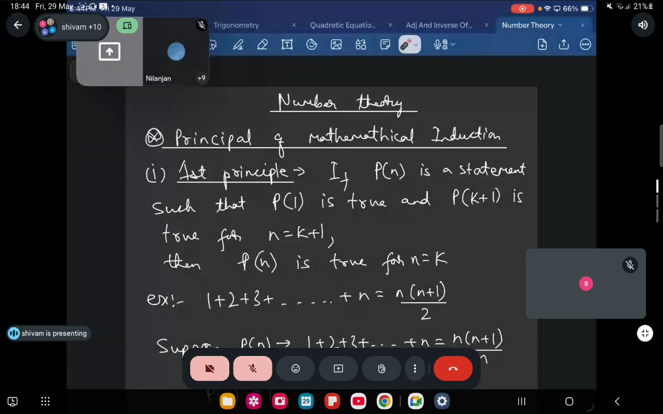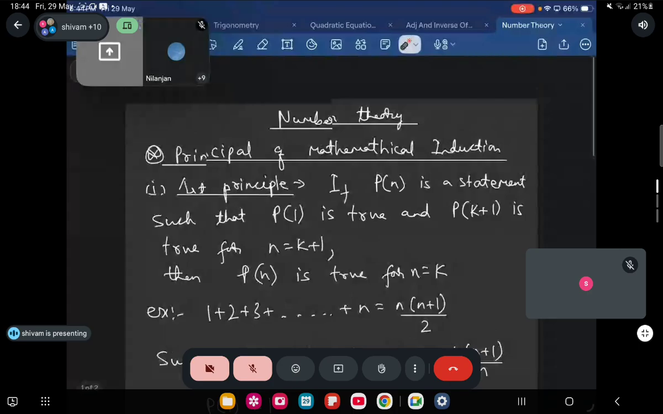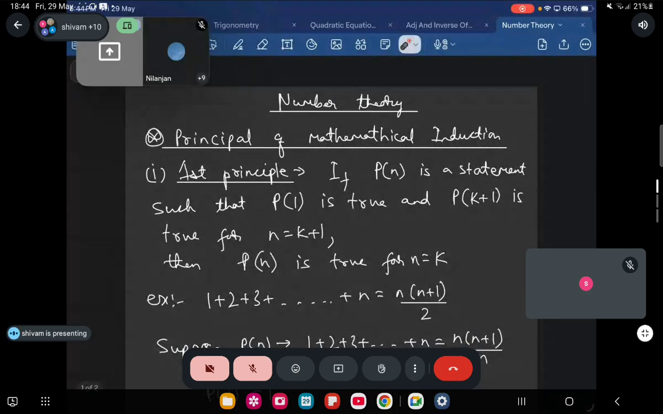So wait, let me think. I have to modify the statement a little bit. If Pn is a statement such that P1 is true and Pk plus 1 is true.